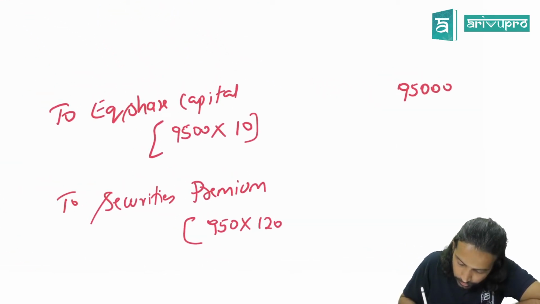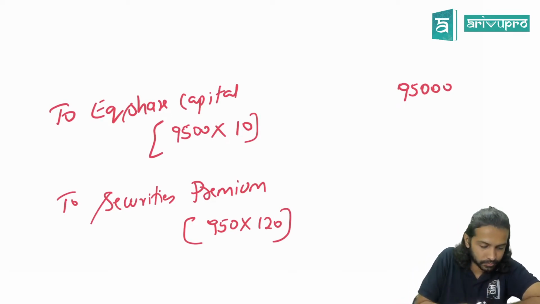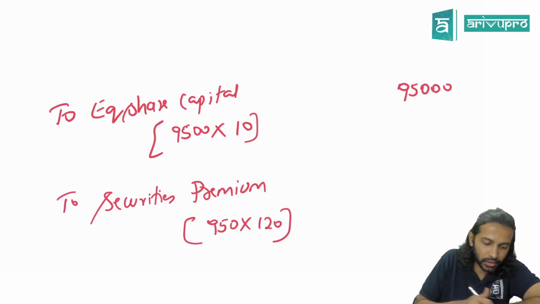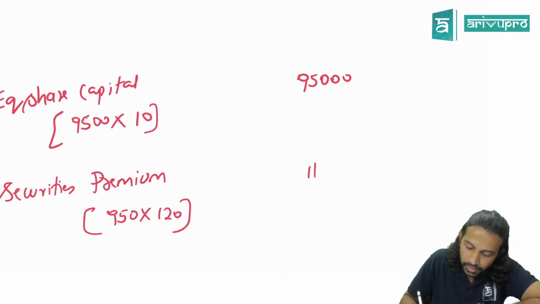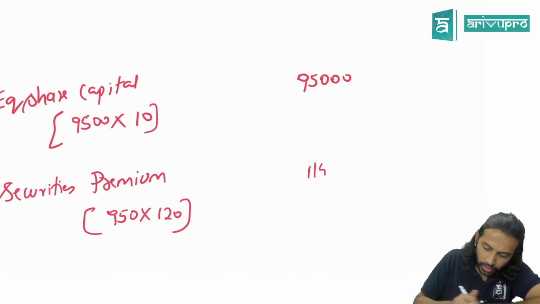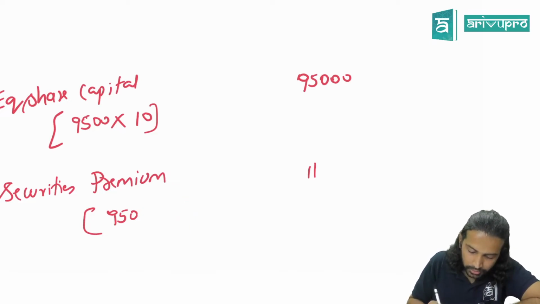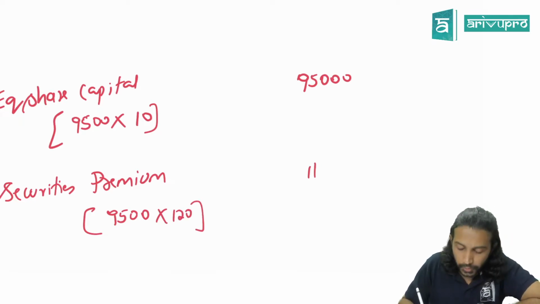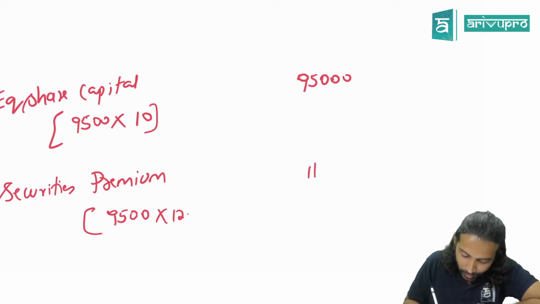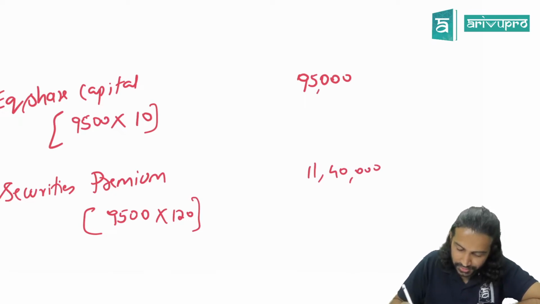9,500 into 120. How much is that? 1 lakh? No, or rather it is 9,500. My bad. Hang on. So this is 9,500 into 120. How much will that be? 11 lakh 40,000. Sure. Okay.